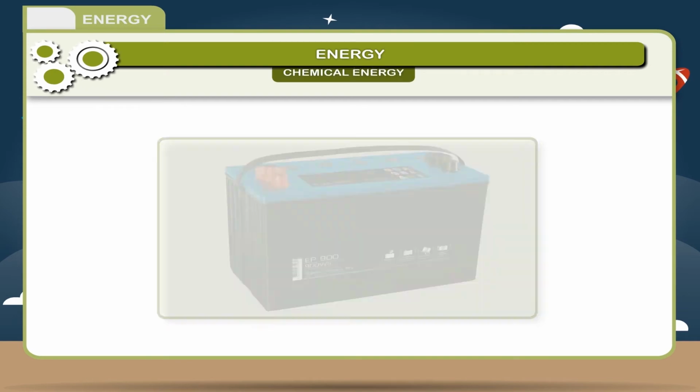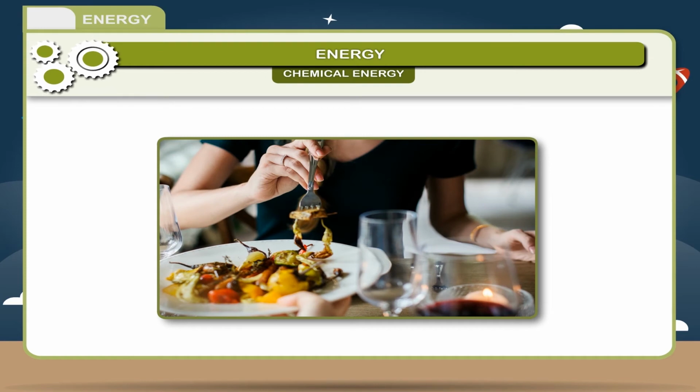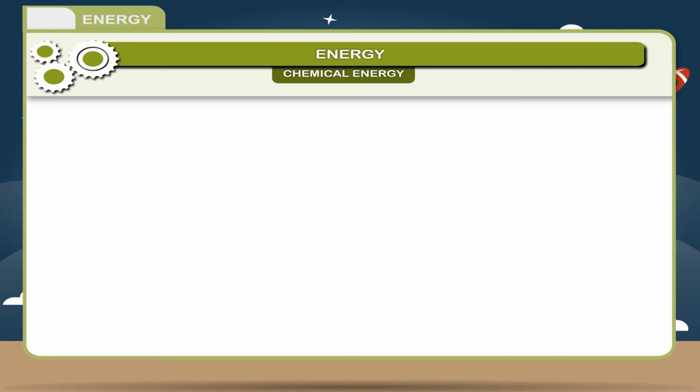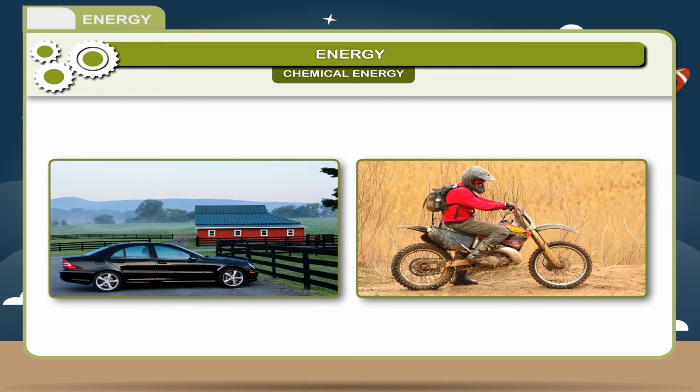Chemical energy. The energy stored in matter and available for work through chemical processes is called chemical energy. The food we eat breaks into small particles during the process of digestion, and the chemical energy is released, which we use in performing various activities. Coal, kerosene oil, and electric cells have chemical energy stored in them. Fuels liberate energy when they are burned. This energy is utilized to drive vehicles and in machinery.